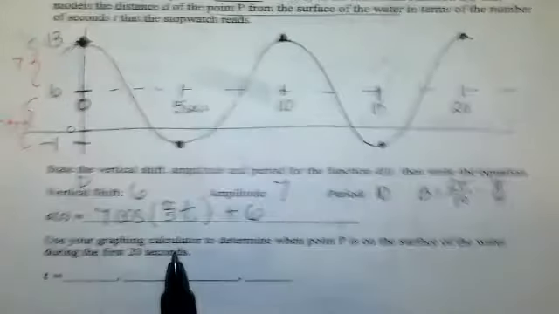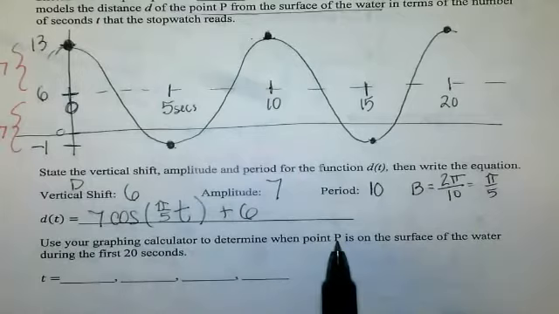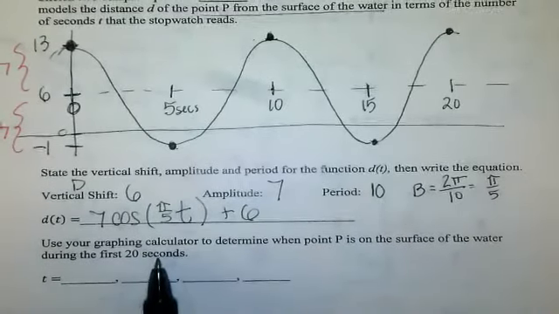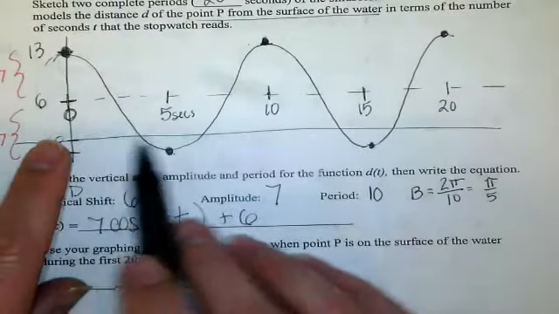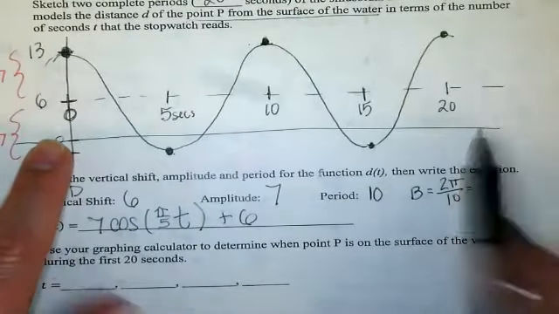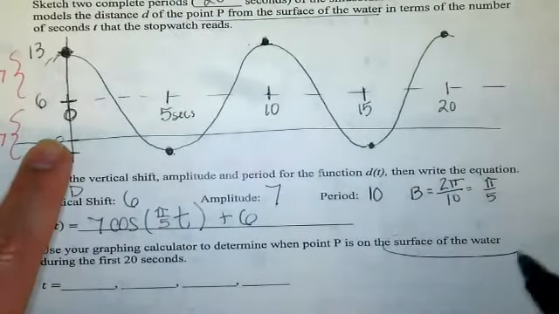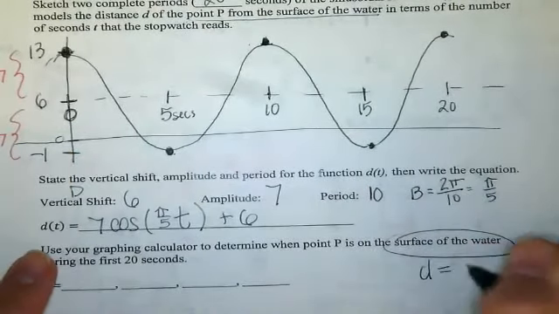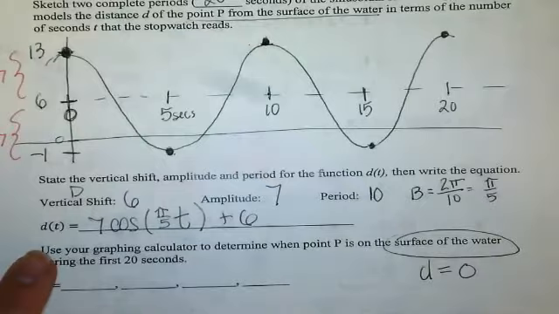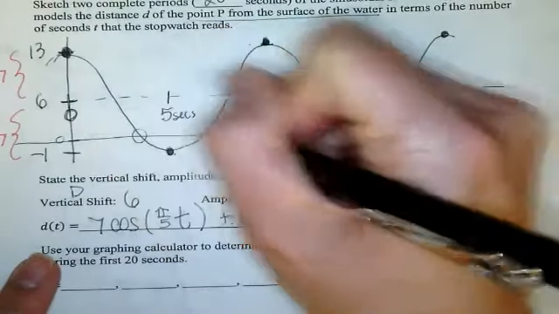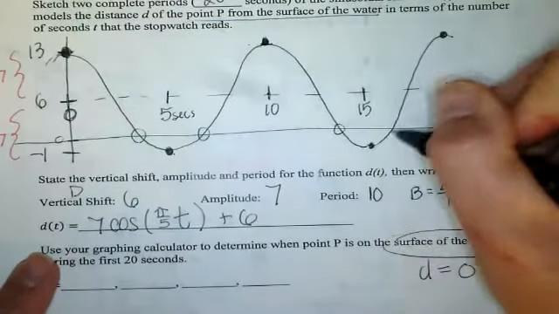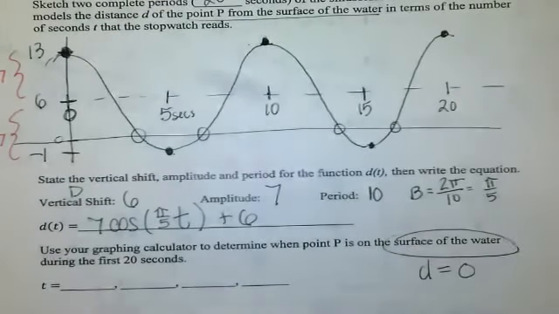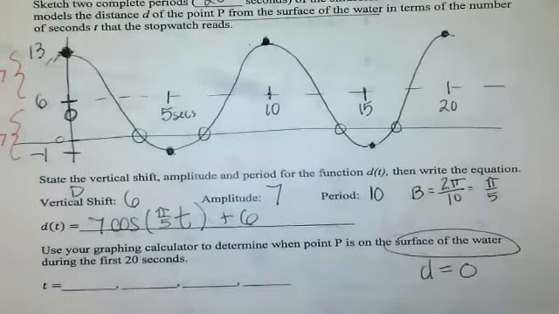We want to use our graphing calculator to determine when point P is on the surface of the water during the first 20 seconds. So I drew in the surface of the water. For point P to be on the surface of the water, that's when our height is 0. And so we're looking for these points where our point P is going to hit the water. We can do that on our calculators pretty well.